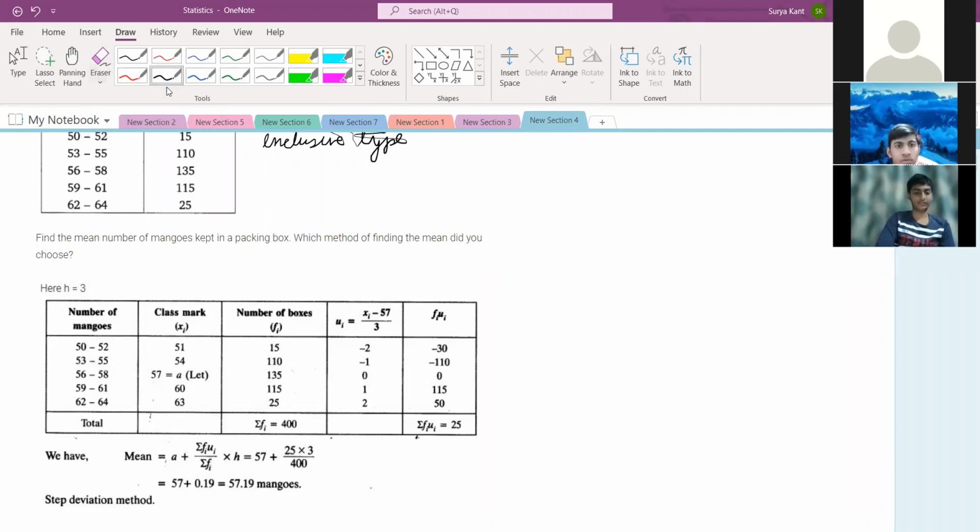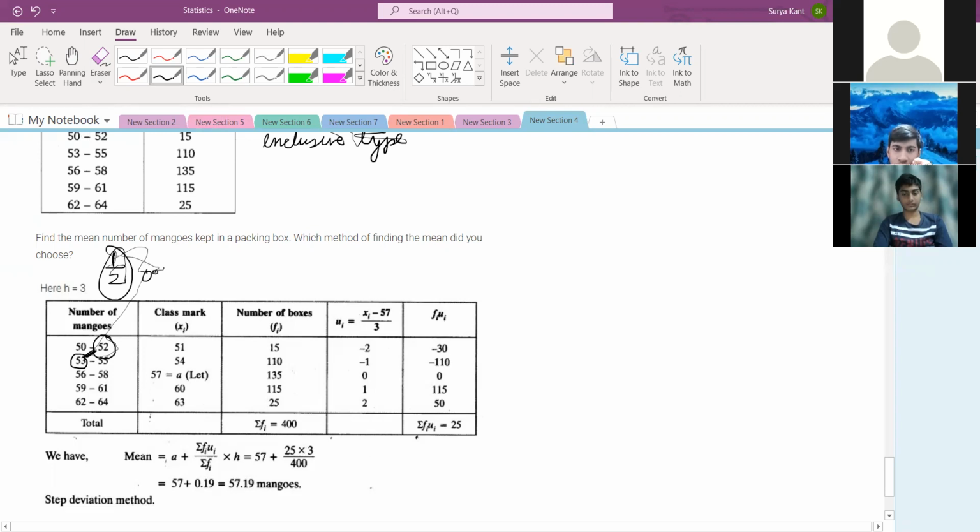First, take the upper limit. The first one's upper limit is how much? 52. And the lower limit of the next one is what? 53. So what is the difference between those two? The difference between them is 1. 1 divided by 2 you should do. How much is coming? That much you should add and you should subtract.